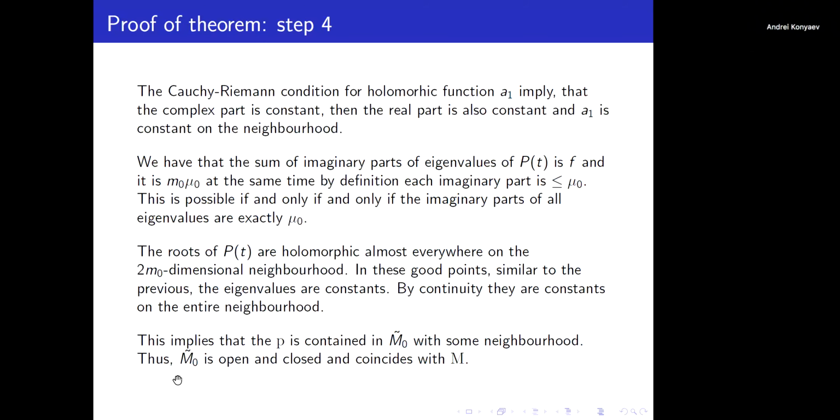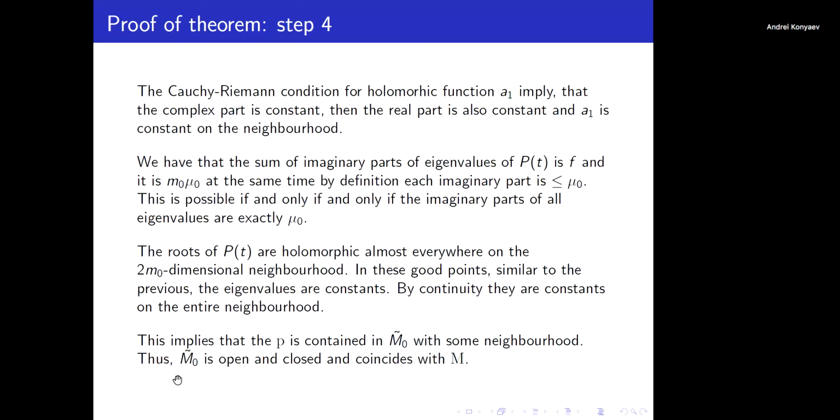Now we apply the Cauchy-Riemann condition to the holomorphic function A1, and we get that if the imaginary part is constant, then because of the Cauchy-Riemann equation, the real part is also constant. And we get that A1 is a constant function on the neighborhood, right? So because A1 has a real nice meaning, we get that the sum of imaginary parts of eigenvalues, F, equals M0 mu0.